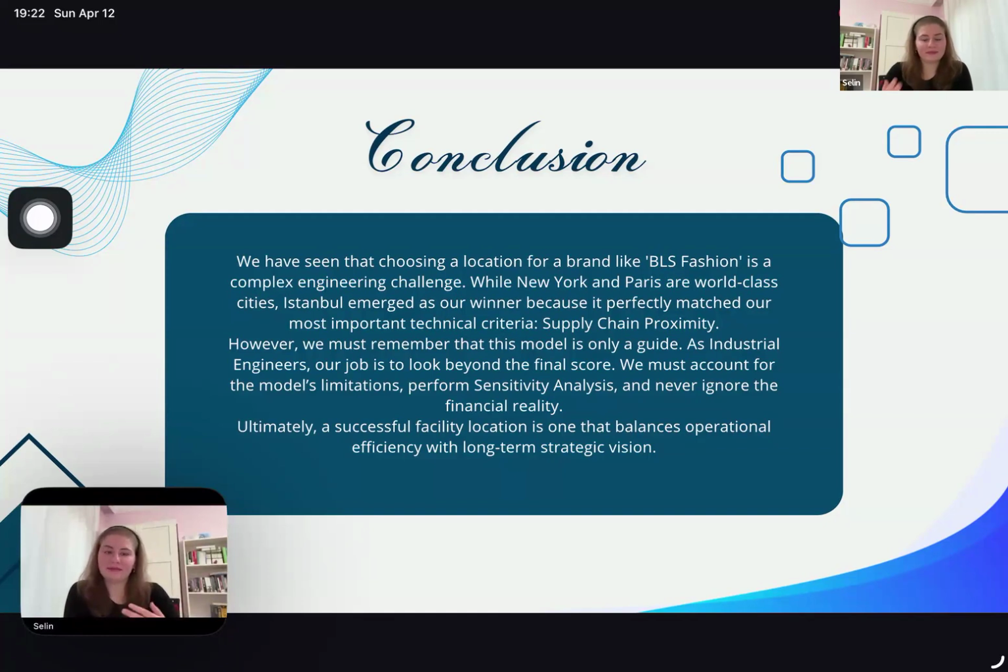As engineers, as industrial engineers, our job is to look beyond the final score. We must account for the model's limitations, which cannot be ignored. We must perform sensitivity analysis and never ignore the financial reality. Ultimately, a successful facility location is one that balances operational efficiency with long-term strategic vision.